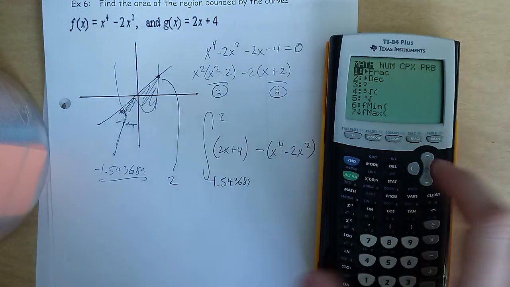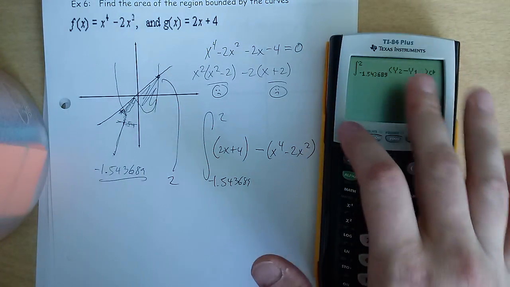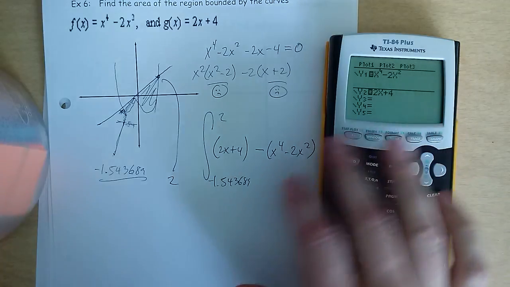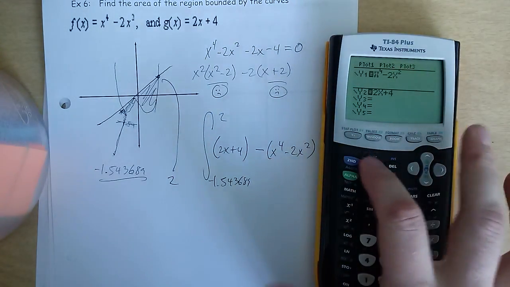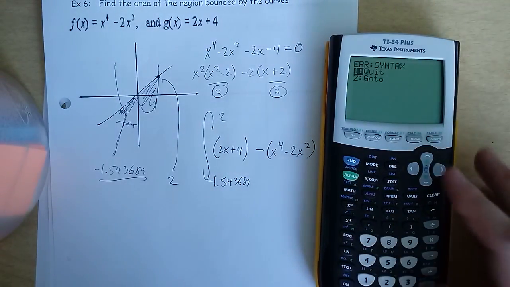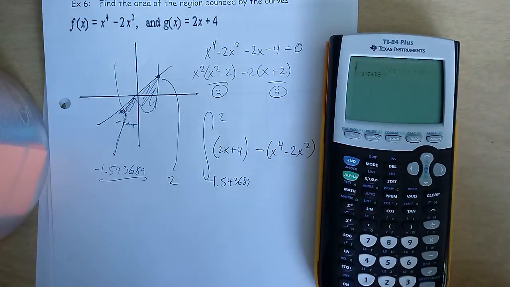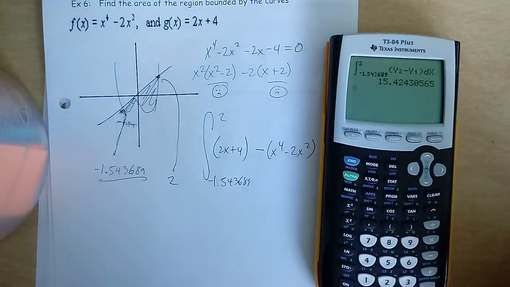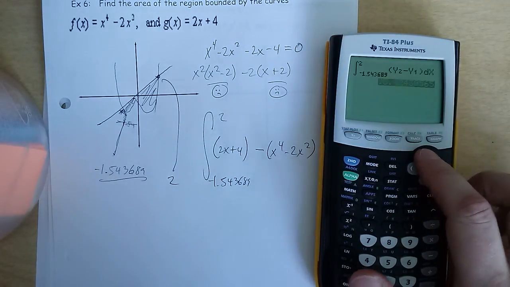So, oops, no, Vars, Y-Vars, function, Y1, okay. So let me just double check. y2 was the 2x plus 4, y1 was that one. Yep, good to go. So if I do that, almost forgot to type the dx, it spits that out because I forgot to type dx. So I got 15.424.